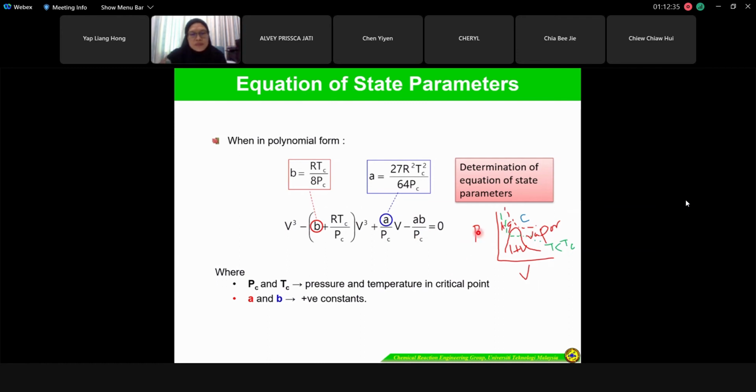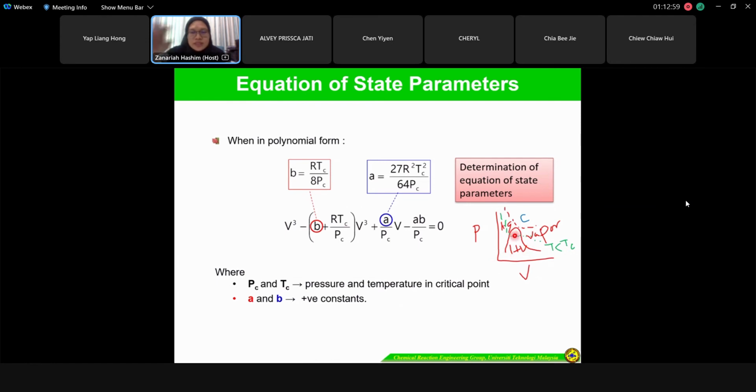In this case, you have the PC and the TC. PC and TC are the pressure and temperature at the critical point. And then A and B are constants. The constants A and B, which is also how they obtained the equation, can actually be derived from this equation.